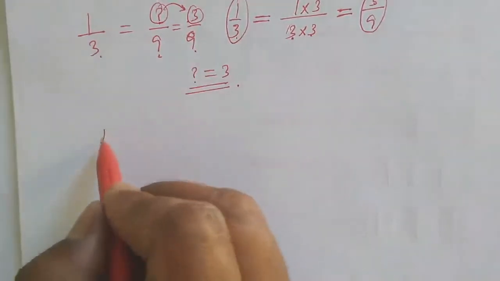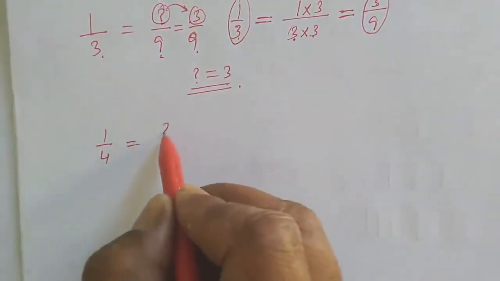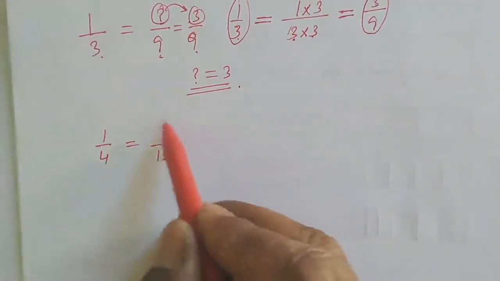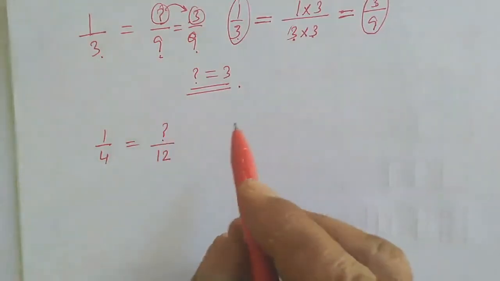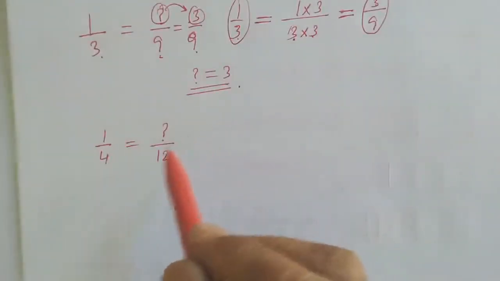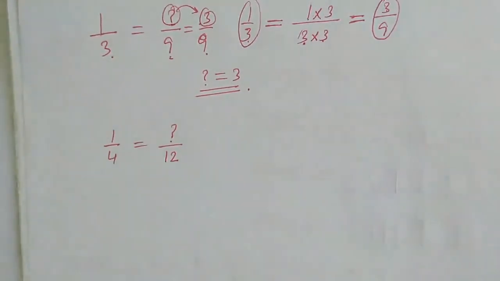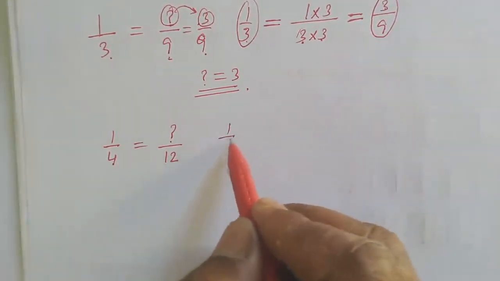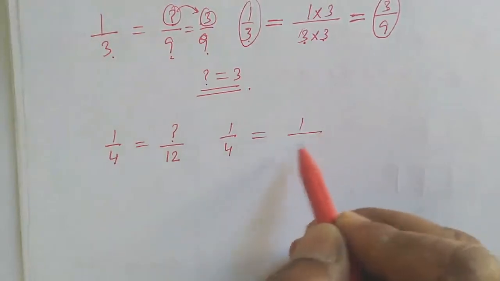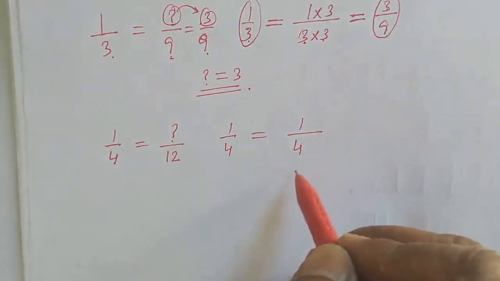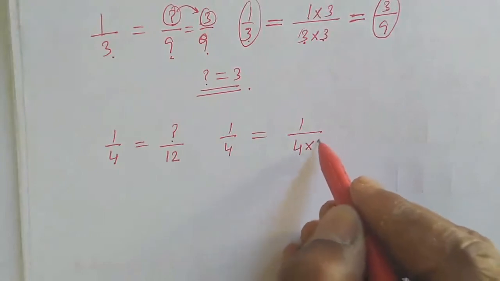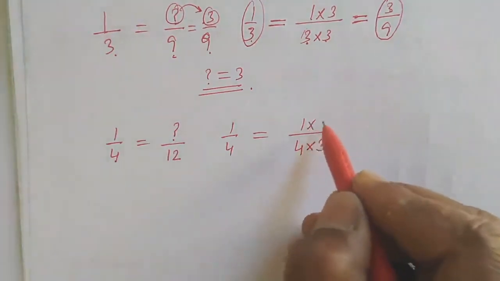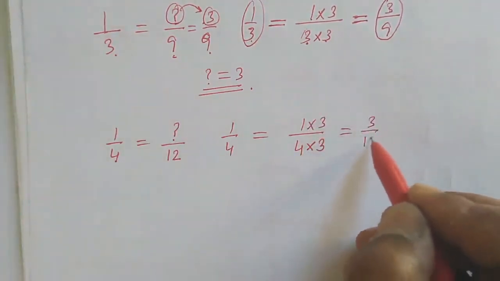See one more example. Suppose that if I ask you 1 by 4 is equal to how much upon 12? I mean, if these two fractions are equal, you have to find out what is this numerator in this fraction. What you will do in this case? Well, you will convert this 4 into this 12. Let us convert this 4 into 12. How do we do that? You multiply this 4 by 3. Similarly, you multiply the numerator also by 3. So this is 3 upon 12.